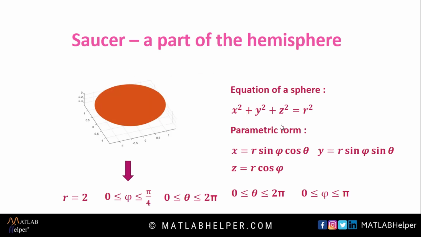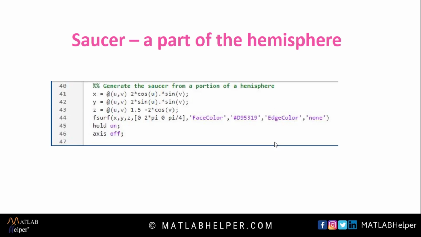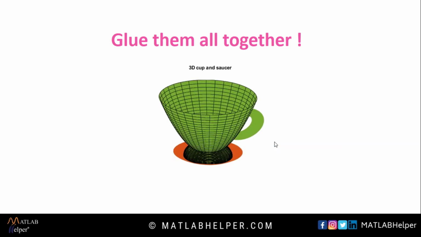Finally, we include a saucer, which is another parameterized lower hemispherical surface with a radius of 2, centered at 0, 0, 1.5, just underneath the cup. Its elevation angle varies from 0 to pi by 4, and the azimuthal angle ranges from 0 to 2 pi. This is how we can apply our knowledge of parametric surfaces to design an interesting object using MATLAB. This is what the final cup and saucer set looks like after running all the sections of the code.